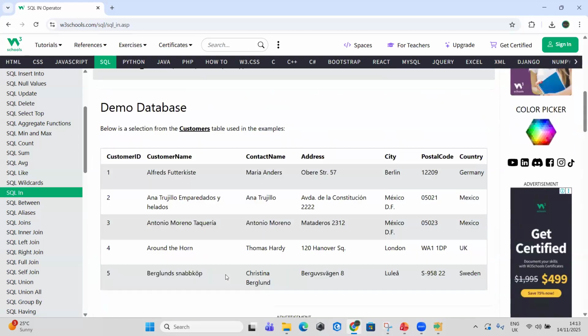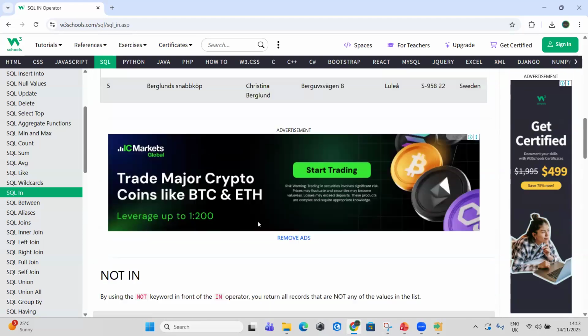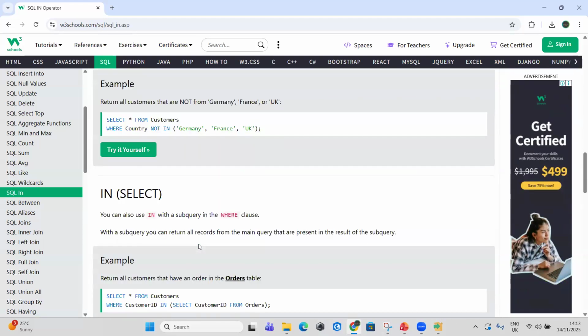So similarly, if instead of IN I had used NOT IN over here, that would return every other country other than these three, right?